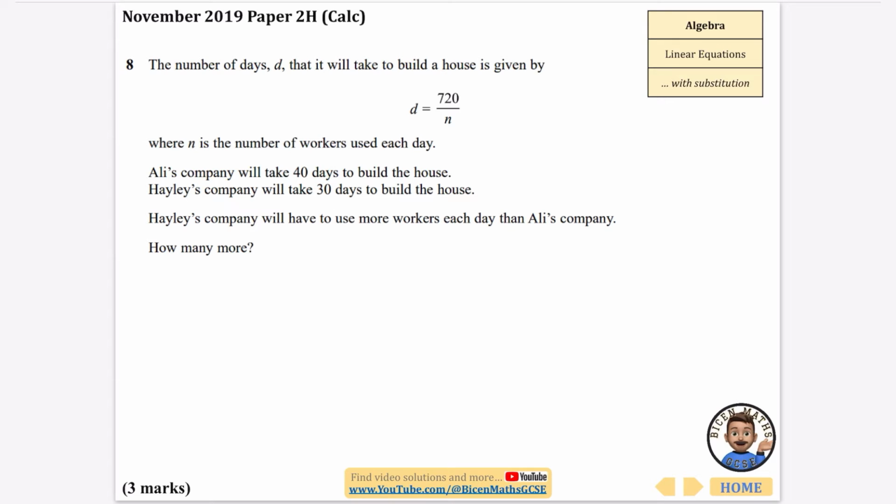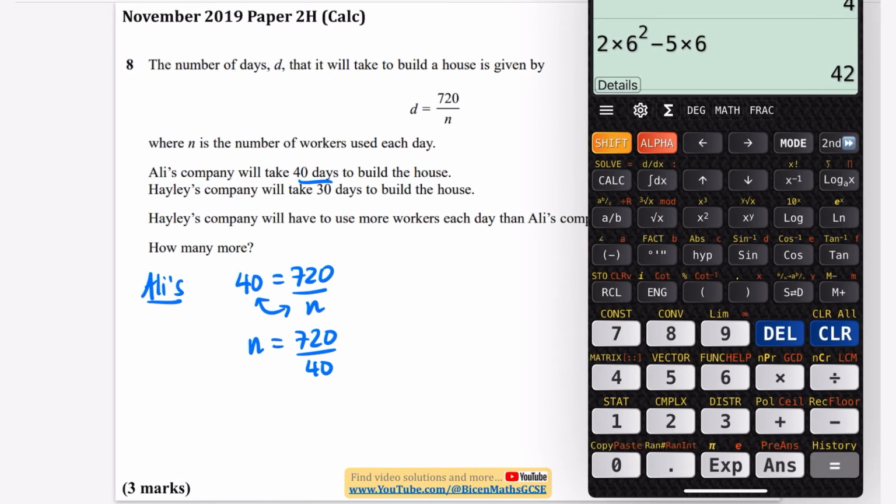So I'm going to begin by doing Ali's, okay? We're going to begin by looking at Ali's, and it says that it's 40 days. So we're going to have 40 equals 720 over n. Now, if you've watched my videos on this, there's a shortcut for solving these. You can actually just make those two things switch places. So n is going to be equal to 720 divided by 40. And because it's a calculator, why not? I'll do 720 divided by 40, and we get the number of workers for Ali is 18.